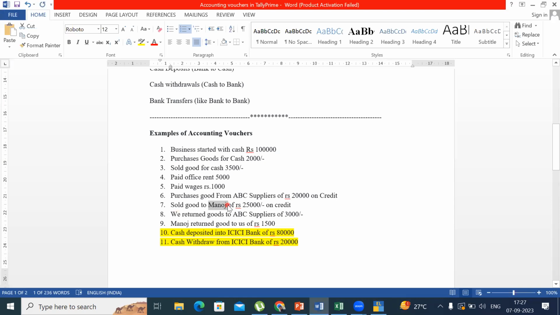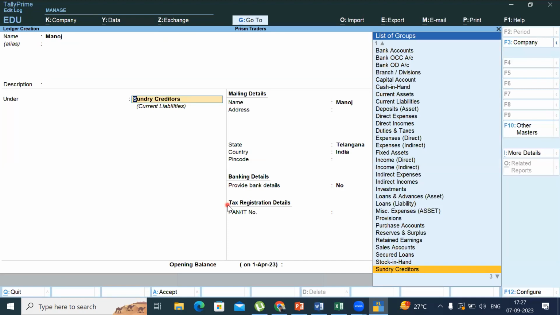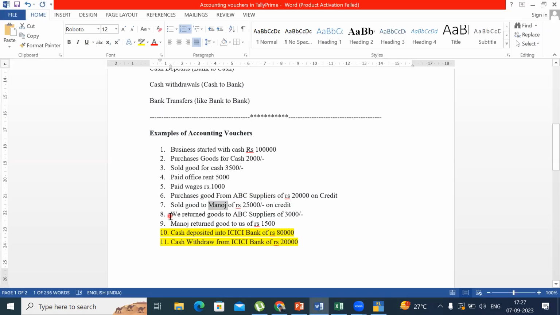The next one is sold goods to Manoj. We are selling the product to Manoj, so Manoj is a customer. Customers are called sundry debtors in Tally. So enter that and accept. The debtor nature is a current asset. Then accept, and finally, Manoj is here.